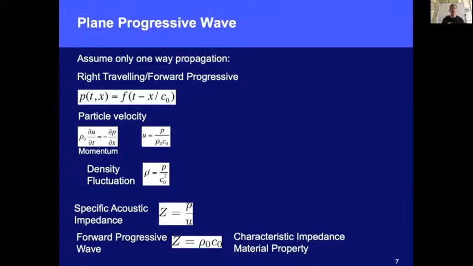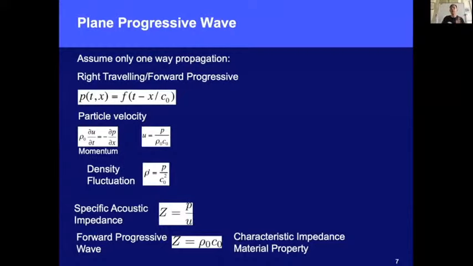Now in general, for general sound waves, P over U can be a complex function, just like it can be for electrical circuit theory. But when we have a forward progressive plane wave, if we put the expression for U in here, the pressures cancel out, and we find that the specific acoustic impedance Z is rho naught times c naught. And that's actually a material property. It doesn't depend on the wave. This product, rho naught c naught, is referred to as the characteristic impedance of the material. And for plane progressive waves, it allows us to move quickly between the particle velocity and the pressure.